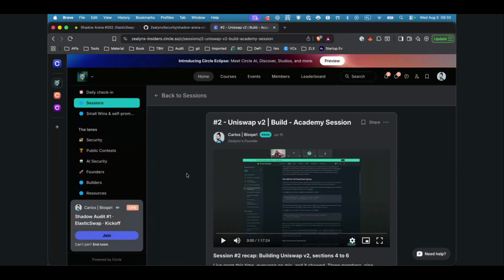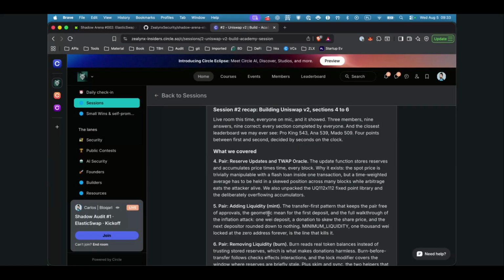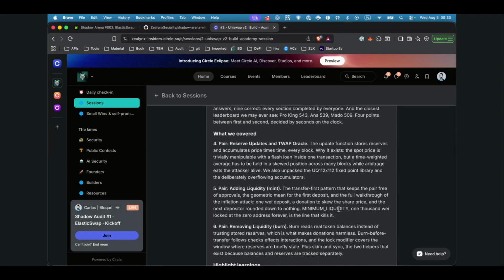So from one of the sessions, the second one, add liquidity: the transfer first pattern that keeps the pair free of approvals, the geometric mean for the first deposit, and the full walkthrough of the inflation attack. One-way deposit, a donation to skew the share price, and the next depositor rounds down to nothing. Minimum liquidity, 1000 wei, locked at the zero address forever, is the line that kills it.